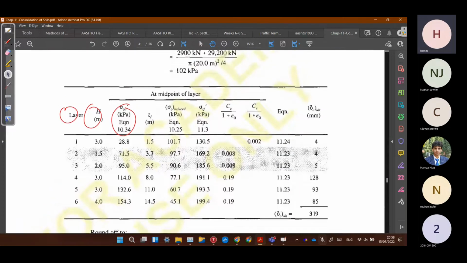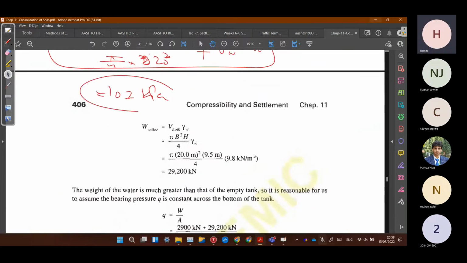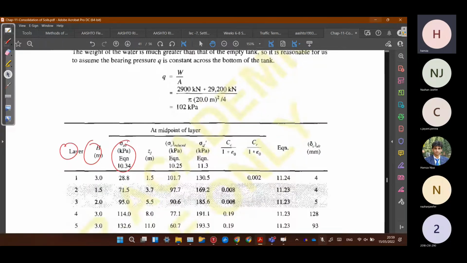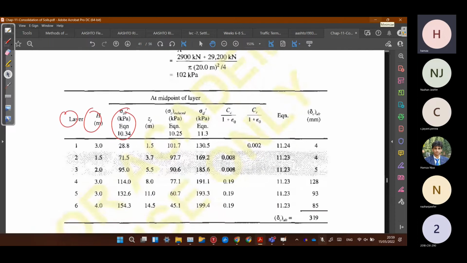Now we have to determine how much reduction of this 102 kilopascals would take place, because this is a small footing. So small footing reduction will take place. If they say that a fill is placed, we assume it's of infinite extent, so in that case no reduction will take place. But if it is a square footing, strip footing or circular footing, any of the footings, we are going to reduce that value. How do we reduce that value? First, we calculate the ZF, that is the depth in the middle of the layer.